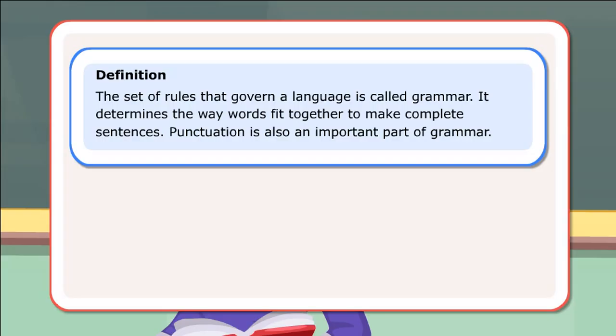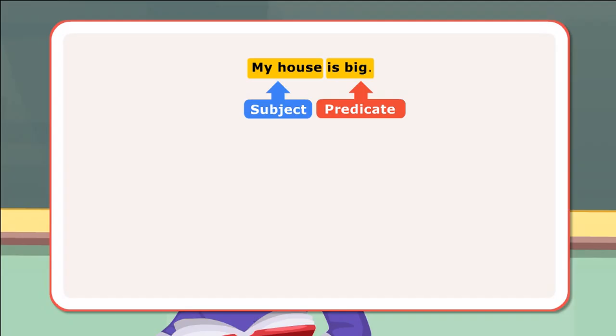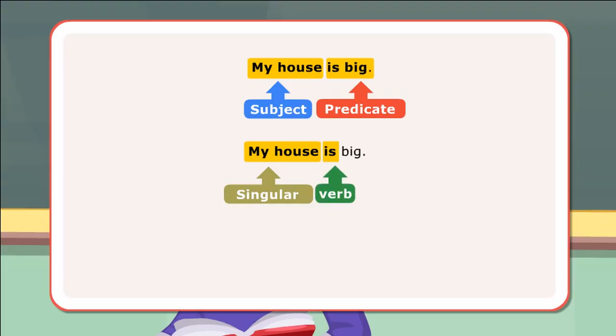A sentence is a group of words that make complete sense. Example, my house is big. A sentence has a subject and a predicate. Example, my house is subject and is big is predicate. A singular subject needs a singular predicate. Example, my house is singular, so use of verb is in predicate is big.